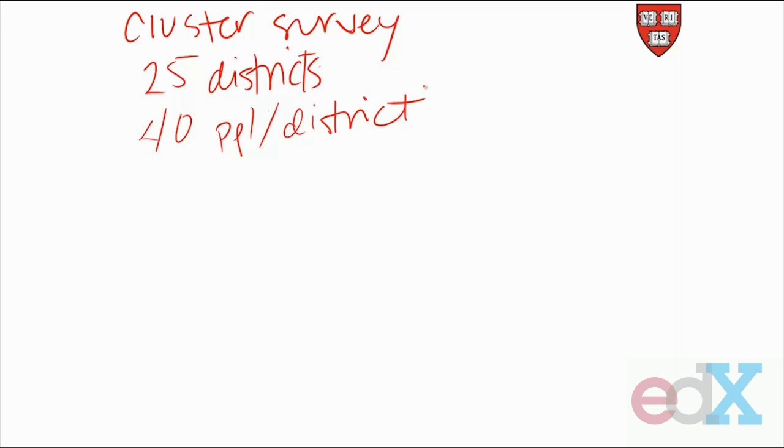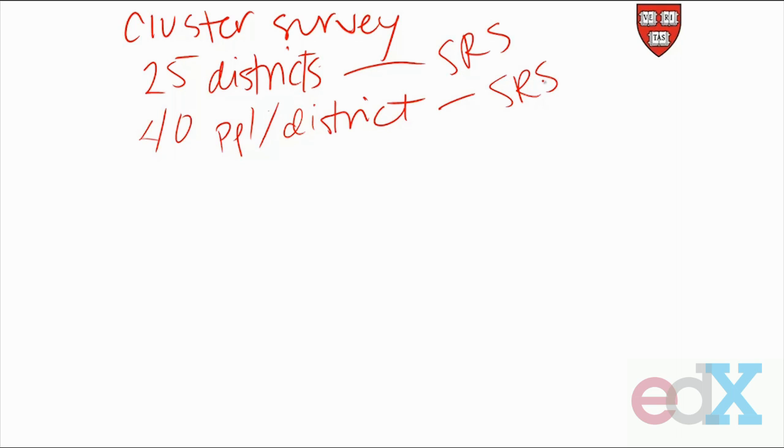Okay, so we've got our survey design. We're randomly sampling 25 districts, and we're randomly sampling 40 people per district. We could have used different methods to, say, sample these districts. We could have sampled them with probability proportional to the size of the district, etc. We're going to go a little bit more into that on the homework assignment this week. But for now, just assume that these 25 districts were selected using simple random sampling, and these 40 people were selected using simple random sampling.